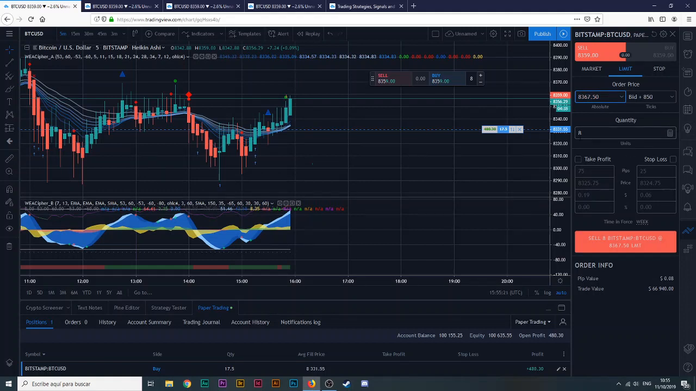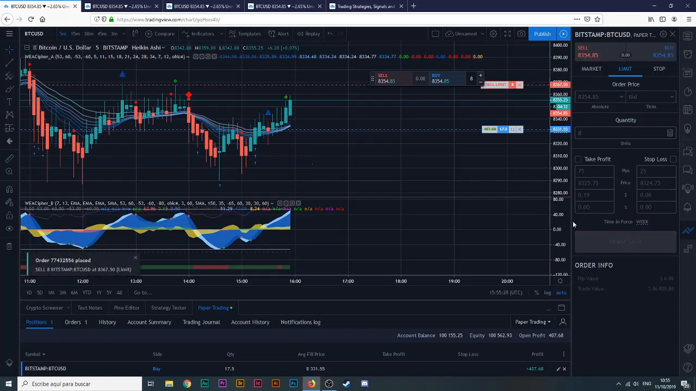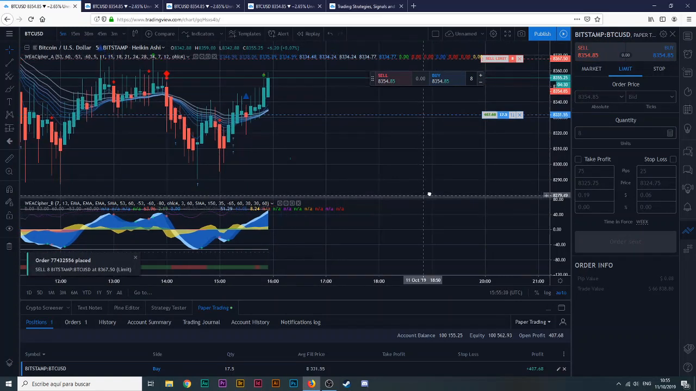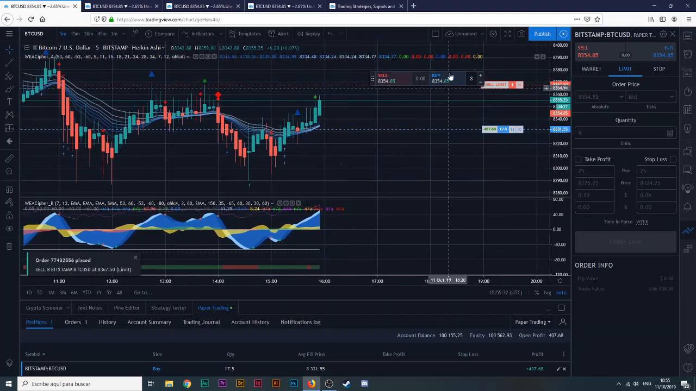Now I'll sell 8 more. So let's set the sell order. So there's our sell order. We want this candle to reach here.